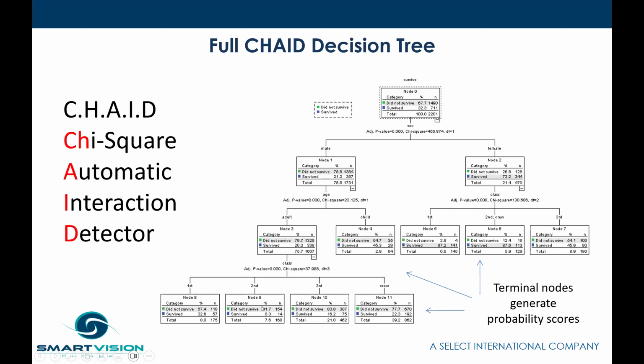So we get these group sizes getting smaller and smaller as we go down through the tree. It says, for first class adult male travelers, a 32% chance of survival. Second class, 8.3% chance of survival. Third class, 16% chance of survival. And crew, 22% chance of survival.